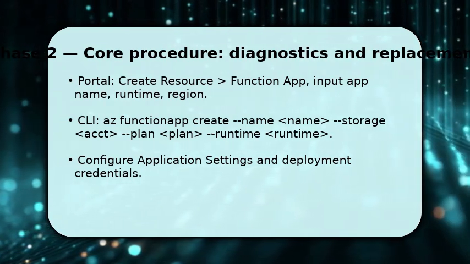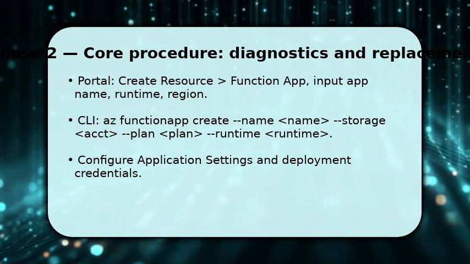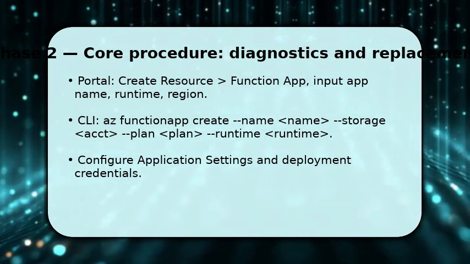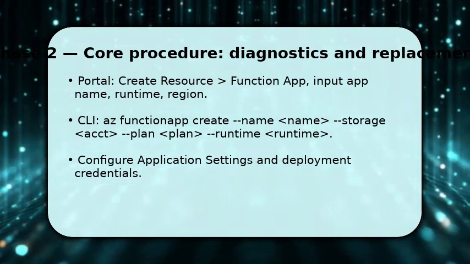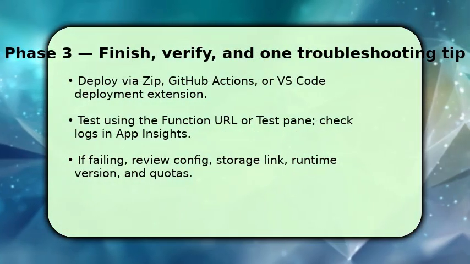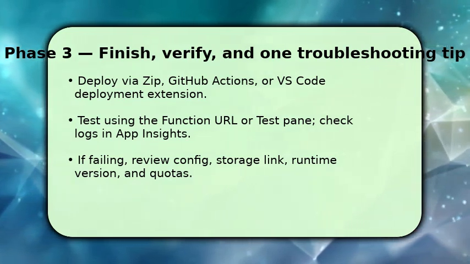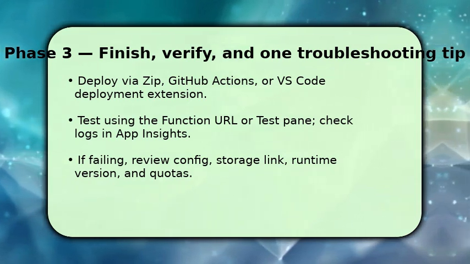Once created, go to Configuration to add app settings like connection strings or runtime-specific keys, and set deployment credentials or enable GitHub Actions. This guarantees you can push code, and you finish by deploying your function and verifying it runs. Use VS Code Deploy, GitHub Actions, or Zip Deploy to push code. Once deployed, open the function URL or use the test pane in Portal to invoke it.